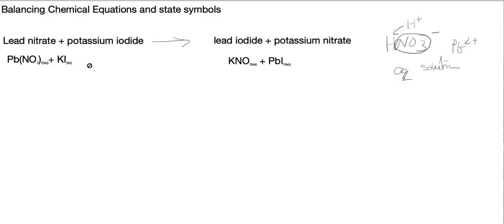Here we have our products. And we have potassium nitrate. Now I know potassium is in group 1 and it will form a single positive ion. And I know the NO3 from here is a single negative ion, and so I'll have potassium nitrate. And because lead is 2+ and iodine is in group 7 and therefore wants to gain a single electron, then it has to be PbI2. And again we have aq and aq.